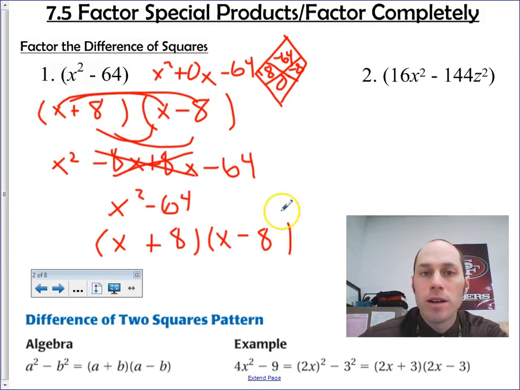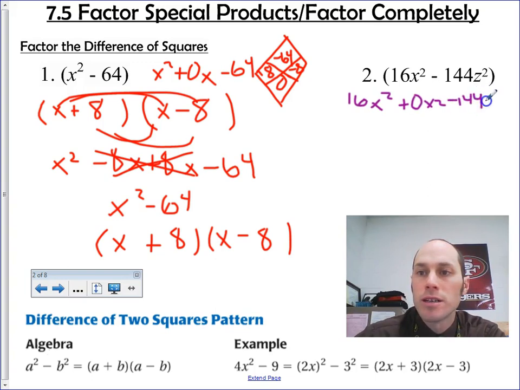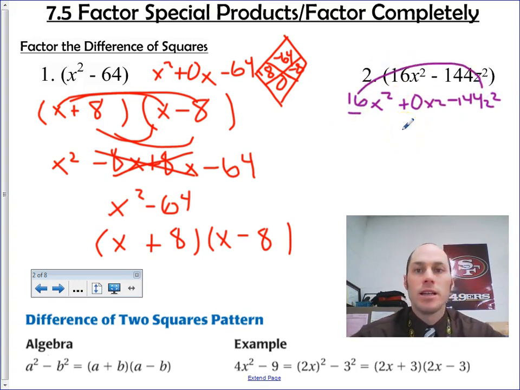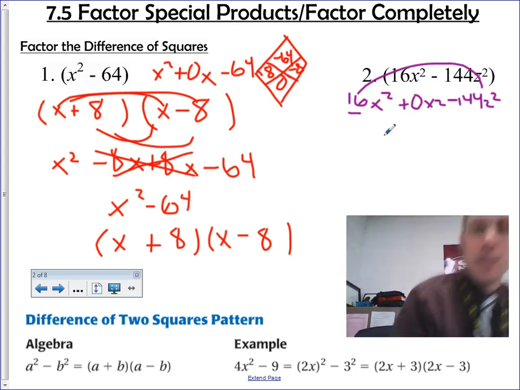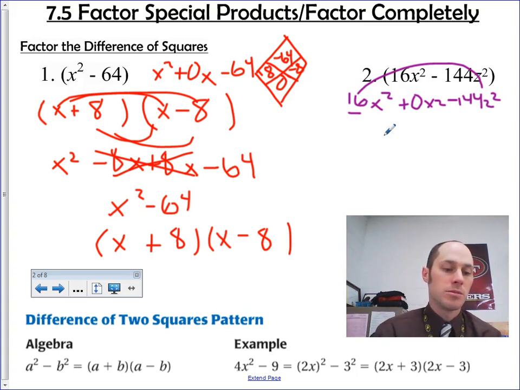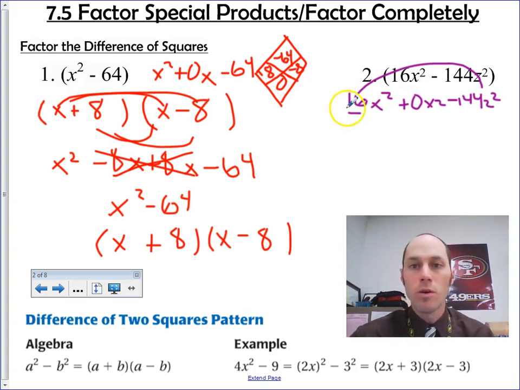Next one, why don't you try that one? Well, we'll do that one together since it's a little bit different, but you can definitely try it on your own. If I were to take a look at that one, you might think, well, I have 16x squared plus 0xz minus 144z squared. So I've got a value for a, so I would multiply that. 16 times negative 144, I need my calculator, just a second. All right, I'm back. 16 times 144 is 2304.